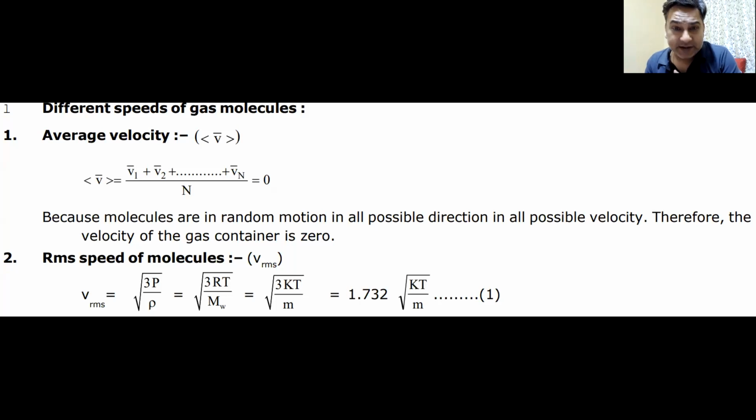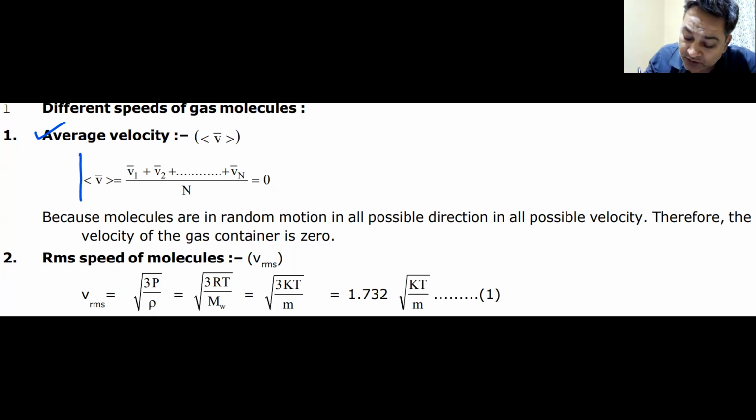Then there are different types of speed. We have seen one speed, but there can be other speeds as well, and you can have a question based on that. The first type of speed is the average velocity of all the molecules put together. If I find the average of all the molecules, some molecules will be moving in one direction, but an equal amount of molecules will be moving in the opposite direction.